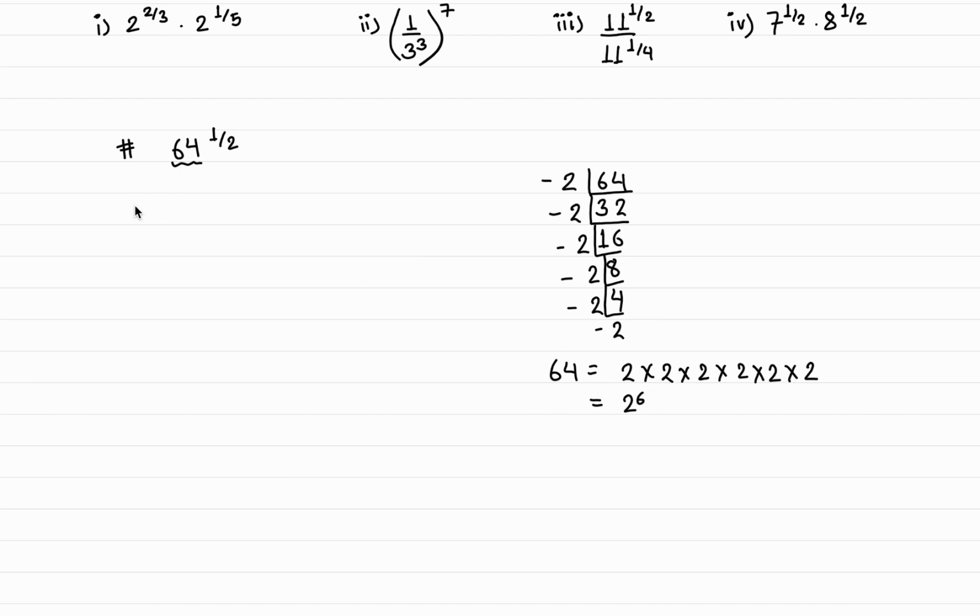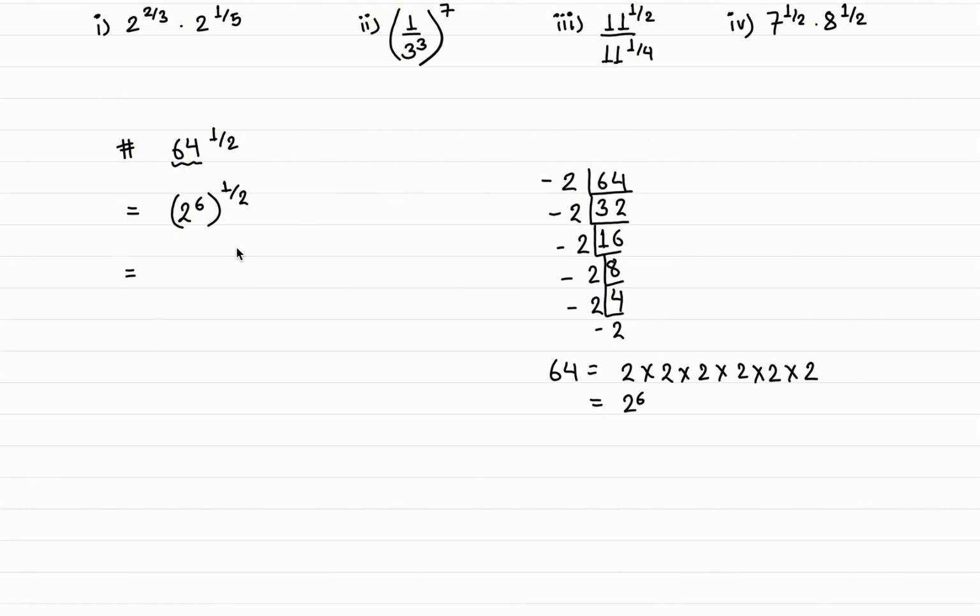Now the first step that we do is we just write this 64 as 2 to the power 6, which we found out by using the prime factorization, and we have our 1 by 2 over here. Now the next step involves a law of exponent.